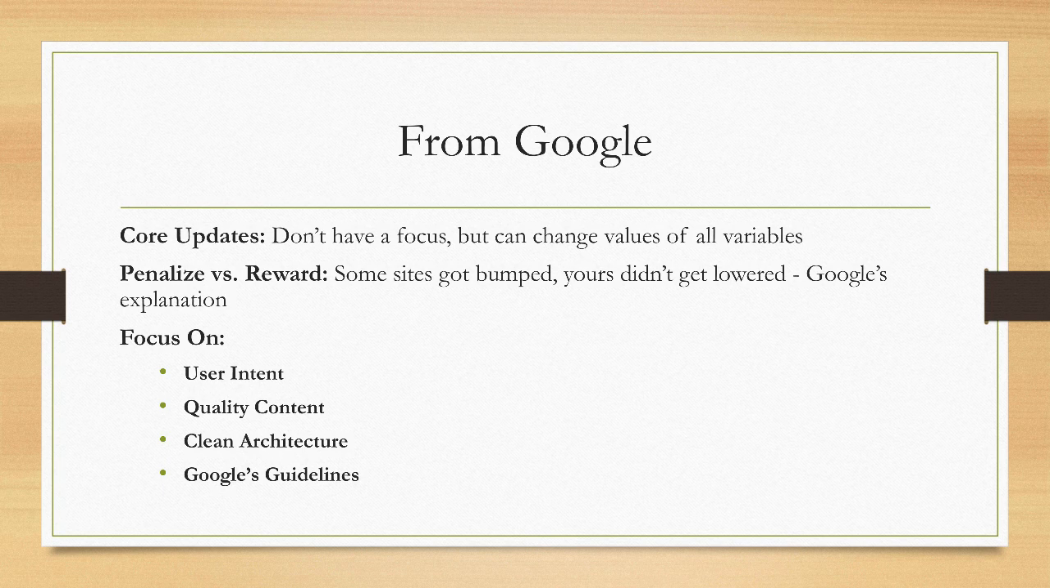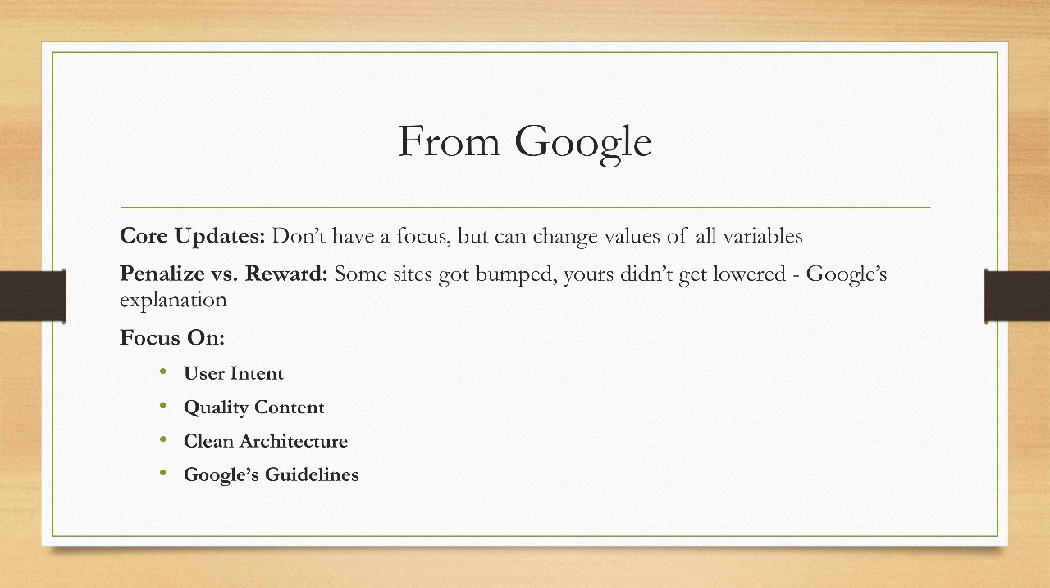Now, because of that, this isn't about penalizing people. It's about rewarding sites that Google says are doing good things that just weren't getting bumped up enough. So this is that penalize versus reward. You could have a great site, but suddenly you got lowered in the search rankings. You didn't get bumped up. Another site got bumped up. Well, Google says it's because they were doing something right that they weren't getting rewarded for. Yours didn't get lowered. They just happened to have something else. So interesting way to look at it. Google says they're rewarding sites. So trying to turn it to the positive.